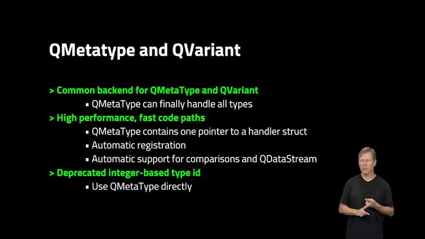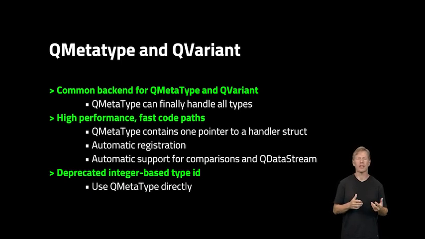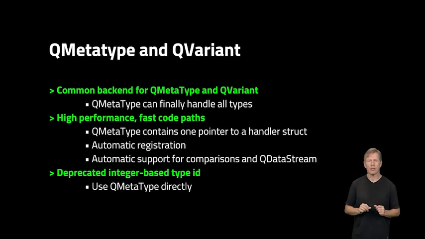The registration is much more automatic than you have in Qt5. In most cases, you don't need the Q_DECLARE_METATYPE macro anymore. And we added automatic support for comparisons and QDataStream into that. Finally, what we did is we deprecated the integer-based type ID that you have been using quite a lot in Qt5, both for QVariant and for QMetaType. Rather, just use QMetaType directly. Easier, and it's also faster.